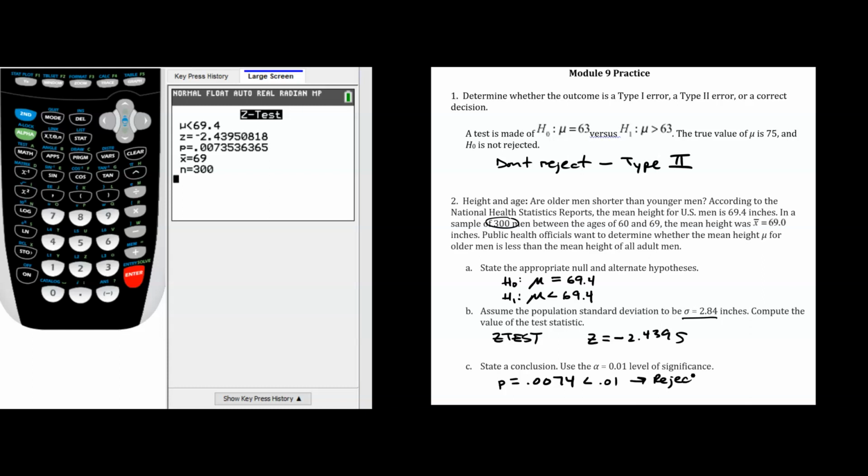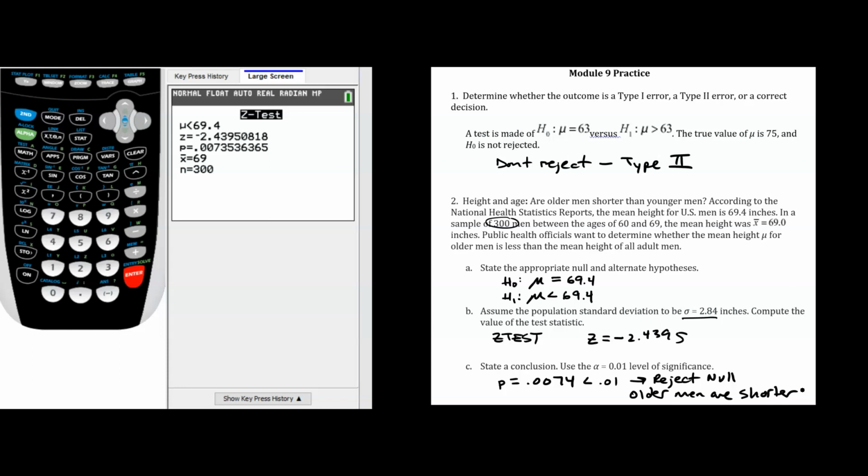and even at a low significance threshold of 0.01, that p-value is less than 0.01, implying that we can reject our null. And if we are rejecting the null in this case, then we are accepting that the average height for older men is in fact less than the mean height of all adult men. So we can say that older men are in fact shorter on average.